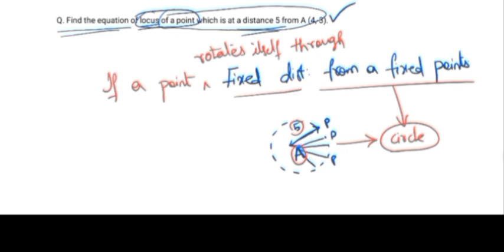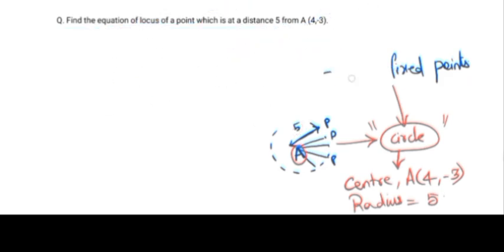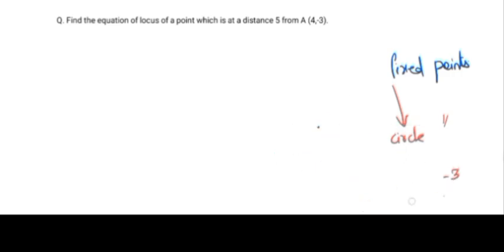Now, we understood that the locus of a point which is at a distance 5 from (4, -3) creates a circle. In this circle, the center is given as (4, -3), and the radius is nothing but the distance between A and P, which is given as 5. Now we have a clear understanding of what is being created, given that the point is at a distance 5 from A(4, -3). This is understood. Now, let's see what they are asking us to find.